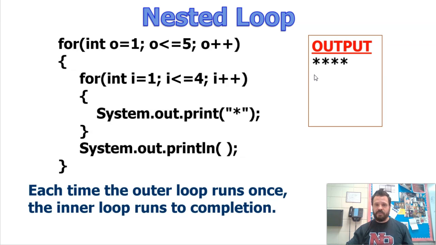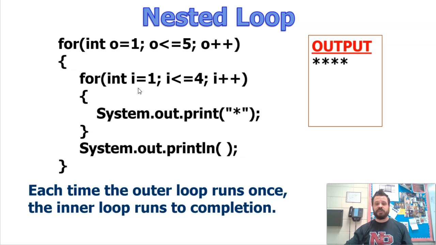What I have here for output is one iteration of our outer loop, one time through the entire structure. Each time the outer loop runs once, the inner loop runs to completion. My outer loop is going to run from O gets 1 while O is less than or equal to 5, in other words 1 to 5. Each time that runs, this inner loop is going to run to completion, from I gets 1 to 4.